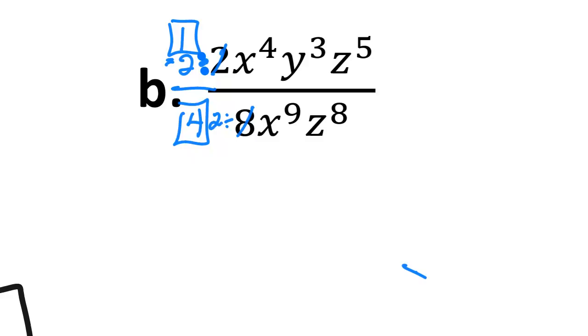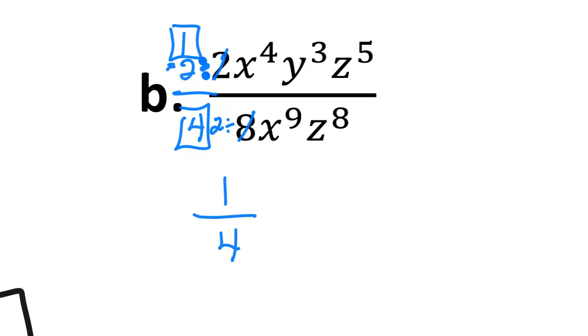Why are we doing fractions? Because fractions come up. So 1 over 4, okay? Now we're doing the x's. I have x to the 4th divided by x to the 9th. You keep the x and you subtract the exponents. So I've just taken care of my x's. How about y's? All I have is 1y. So just leave it as y to the 3rd. It's not being multiplied by anything with the same base of y. It's not being divided. It just sits there and looks pretty for right now.